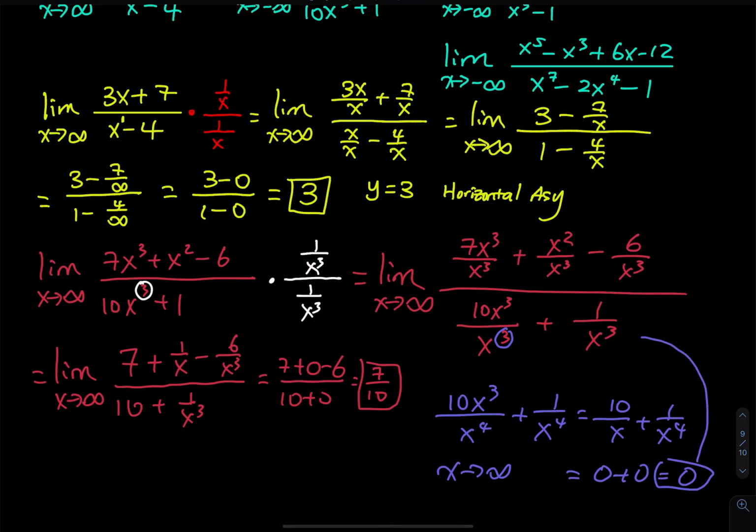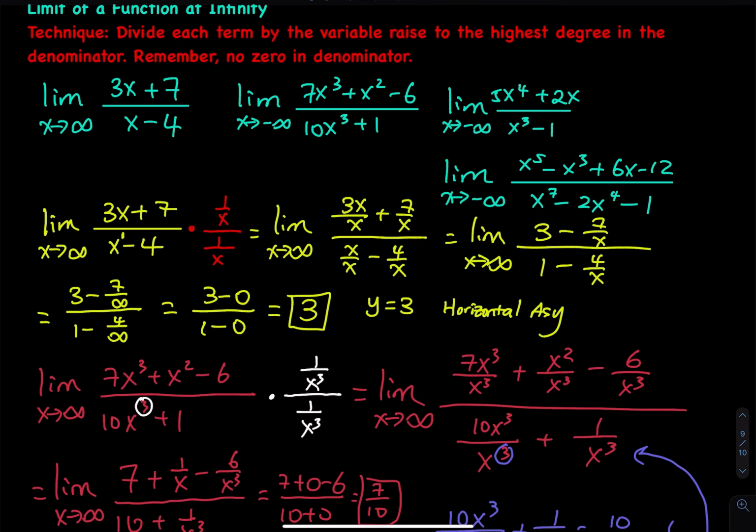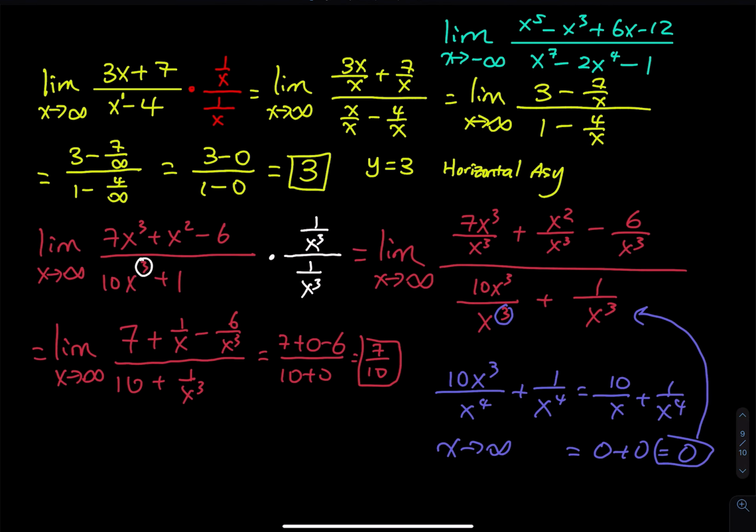Can you have a 0 in the denominator? I don't care what's in the numerator. Can you have a 0 in the denominator? The answer is no. That's why, when you divide each term by a certain degree, you have to check the denominator. Do you see this in red? Divide each term by the variable raised to the highest degree in the denominator. So the number that you are looking for is in the denominator. All right, so that's number 2.